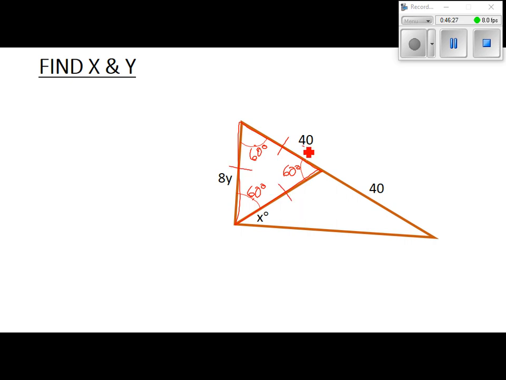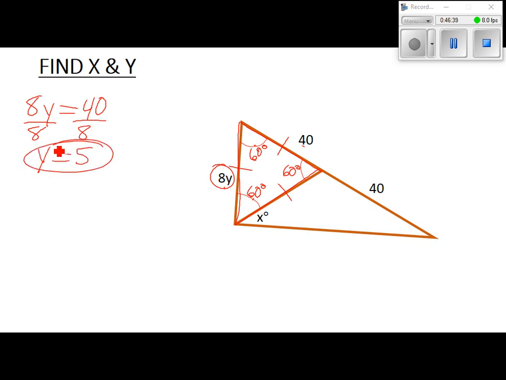Well, if this side's 40, then this side over here has to be 40, and they told us that it was 8y, so 8y has to equal 40. We can just solve that. Divide by 8, y equals 5. That's one of the answers that they wanted. Then I look at this other one. If this is 60 degrees, this angle right here, because they make a straight angle together, has to be 120.